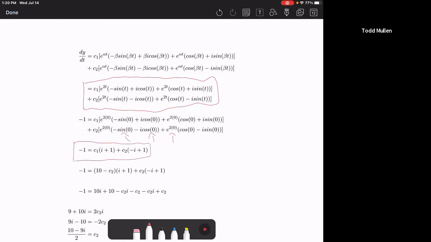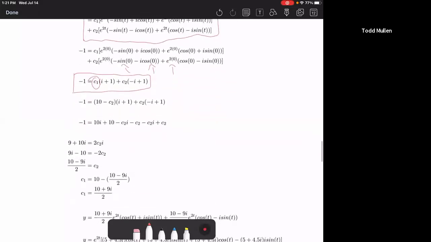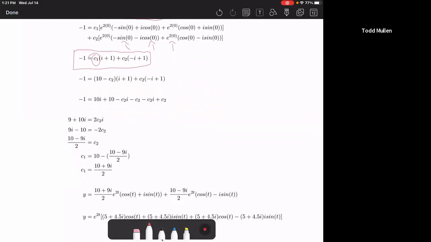Our simplified form here for the derivative, though, still has i's in it, and that worries us slightly. We're going to plug in for C1 what it's equal to. It's equal to 10 minus C2. We're going to expand this. Simplify, simplify, simplify, simplify. And we're going to get that C1 is equal to 10 plus 9i over 2.